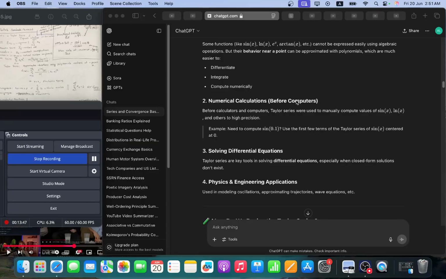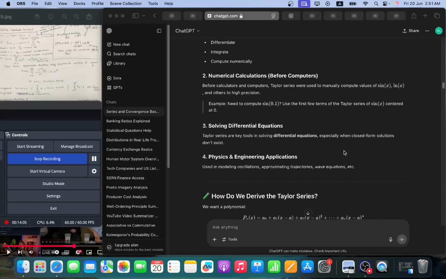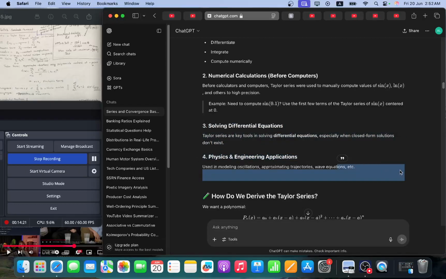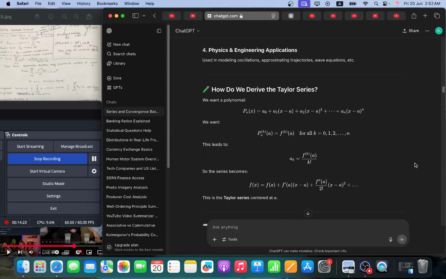Numerical calculations: before computers we had to do it manually with our hands. It's better if you can take a derivative and simplify the process as opposed to something else, but modern computers do it for you. Using differential equations when closed form solutions don't exist. This one would be interesting. Taylor series are key tools in solving differential equations, especially when closed form solutions do not exist. I'd probably look into it more. Physics and engineering, I don't want to go there.